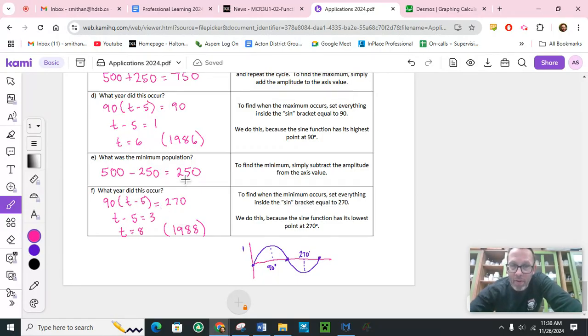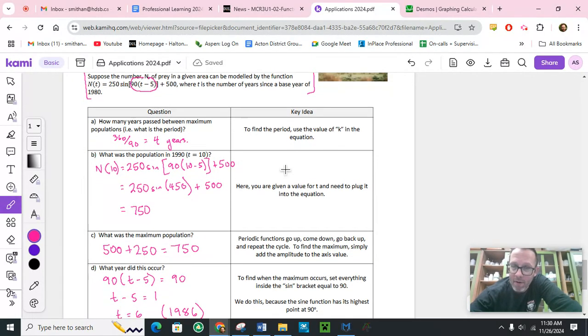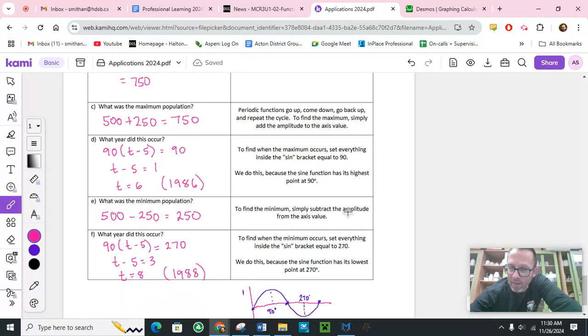All right, so this table kind of encompasses all the things that you should be able to do with a periodic function without using a graph. So this sheet will be a good resource for you as you do some practice.